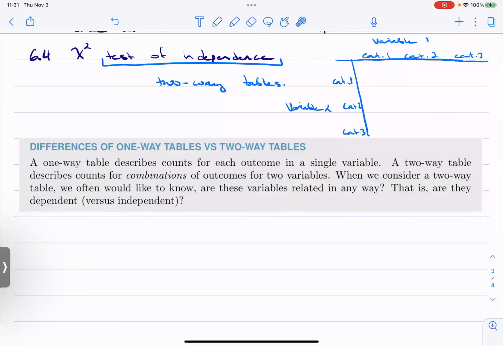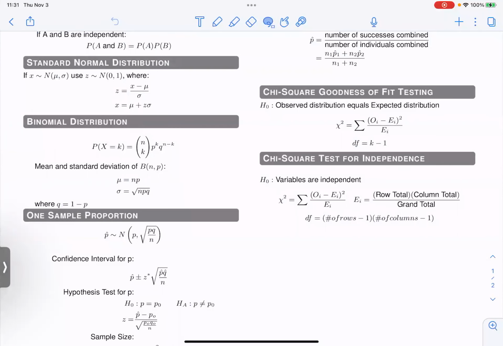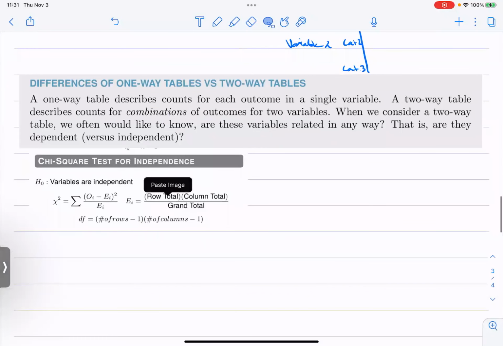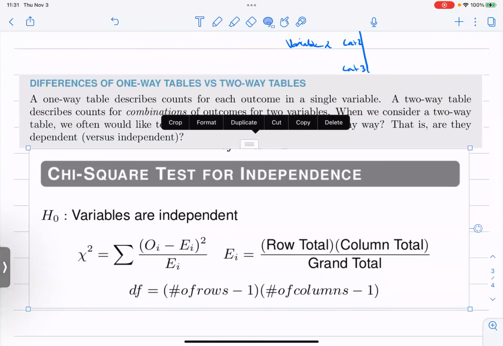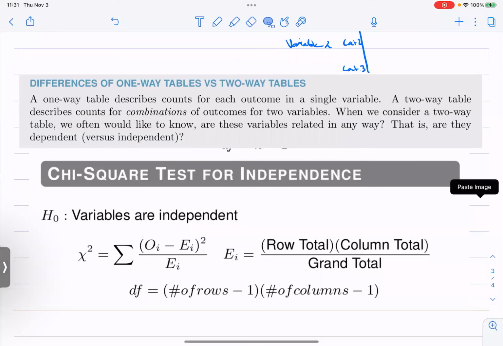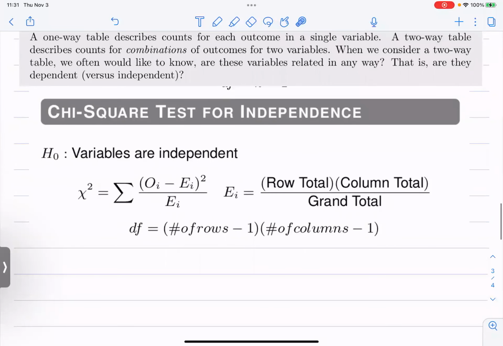Okay. In my generic hypothesis on the formula sheet that you'll have, I think I wrote the variables are independent. Whatever. Okay. So the variables are independent, or the variables are not related to each other. Say the same thing twice.